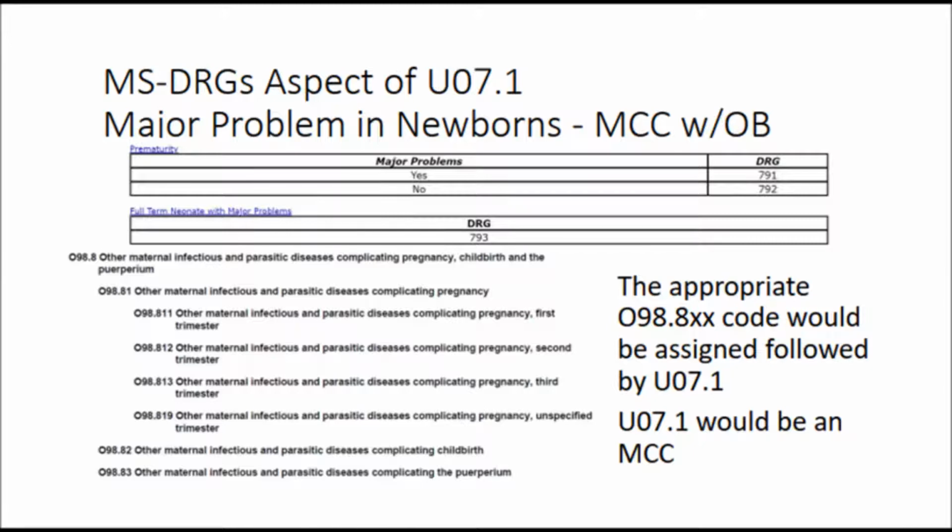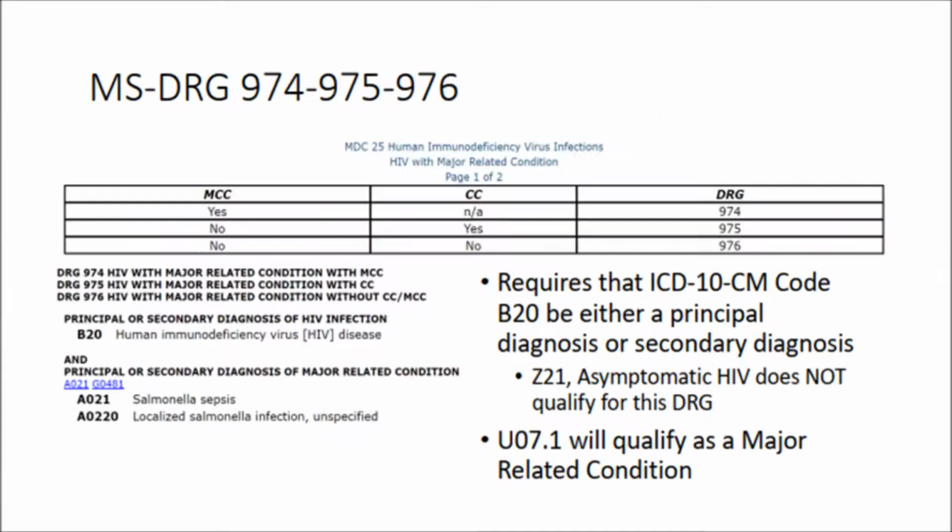Prematurity. Major problems in DRG: yes, 791; no, 792. Full-term neonate with major problems, DRG 793. The appropriate O98.8x code would be assigned, followed by U07.1. U07.1 would be an MCC.